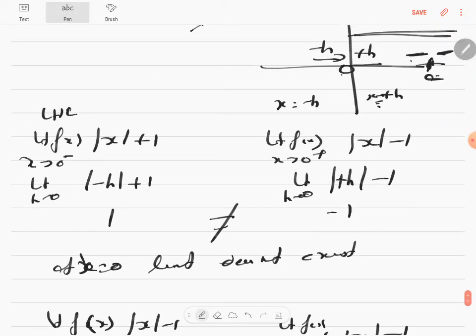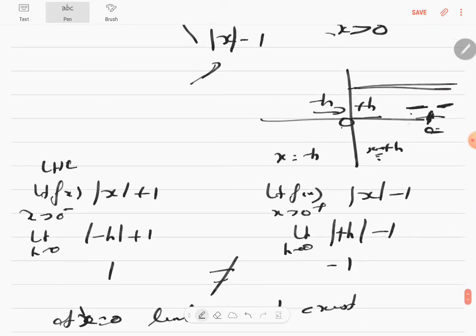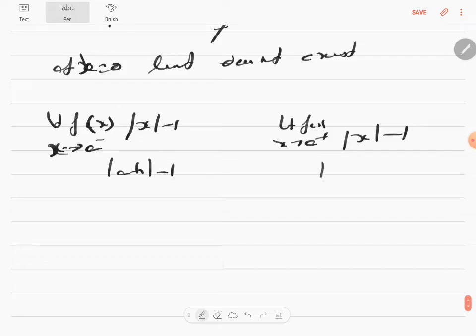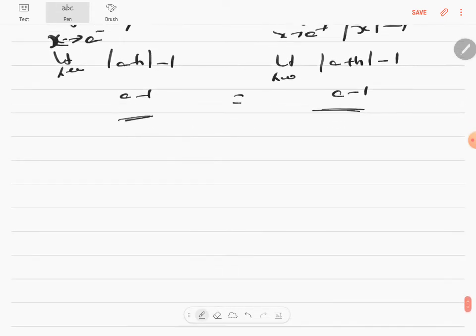So then on the left, x will be a minus h, and on the right side x will be a plus h. So mod of a minus h minus 1 and mod of a plus h minus 1, limit h tends to 0, is a minus 1 on both sides. So left hand limit is equal to right hand limit for any point other than 0. Every other point that you are assuming, the limit exists, but not for 0. So limit exists for all x that is an element of real numbers other than 0.